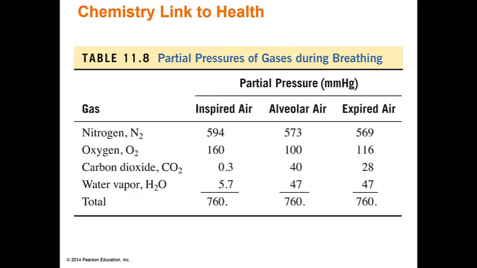So if we look at partial pressure of gases during breathing, we've got nitrogen, oxygen, carbon dioxide, and water vapor. When we bring air in, we're bringing in nitrogen, oxygen, carbon dioxide, and water vapor. Then the alveoli air will have nitrogen, oxygen, carbon dioxide, and water vapor because there's an exchange going on, so these things are moving back and forth. And finally, when we exhale, we've got 569 of nitrogen coming out.